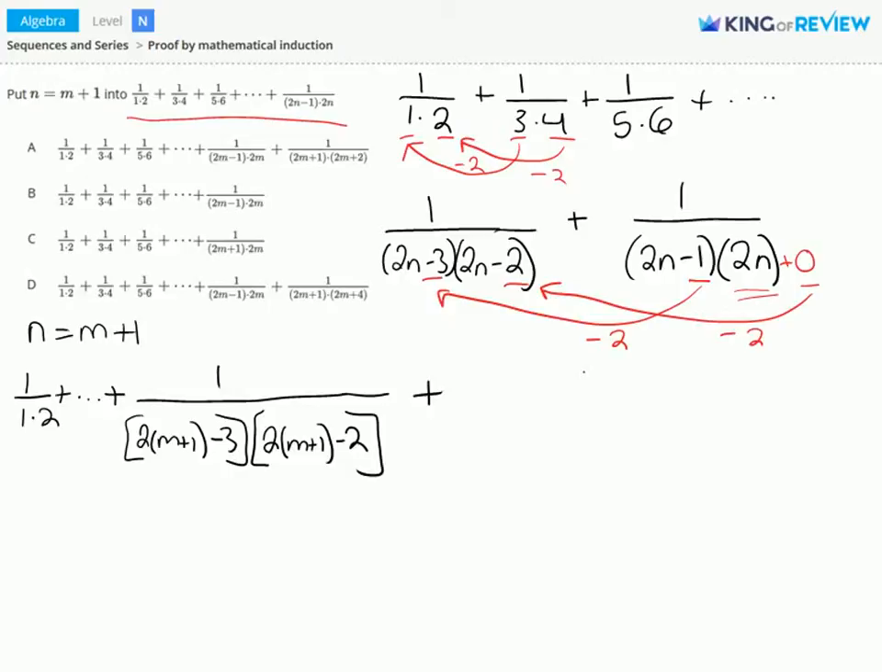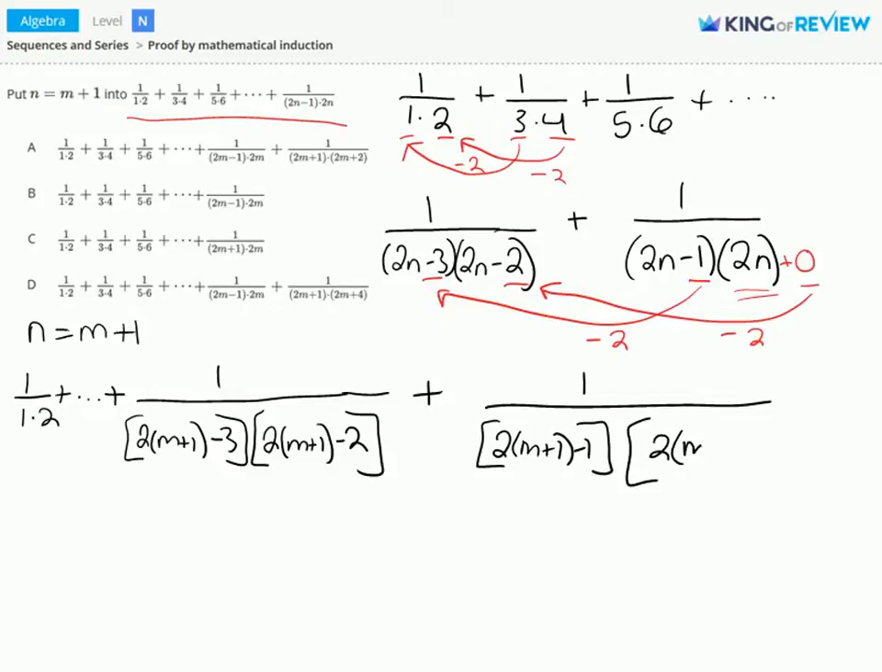and the last term is 1 over 2n minus 1, but we're replacing the n with an m plus 1. So we have 2 times m plus 1 minus 1 times 2 times m plus 1.